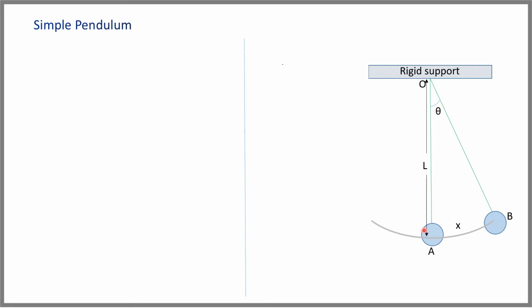What is meant by length of pendulum? It is simply the distance between the center of gravity of the bob to the point of rigid support. So we displace the bob by the distance x from its mean position.